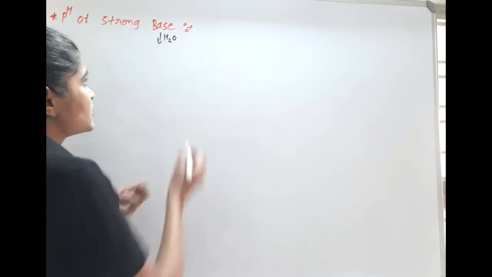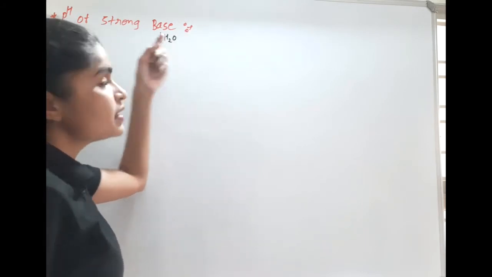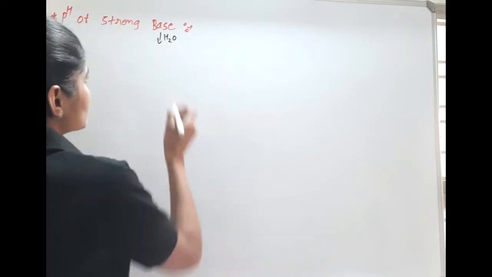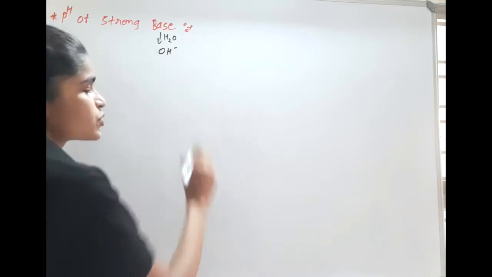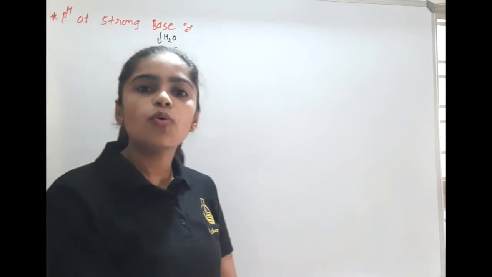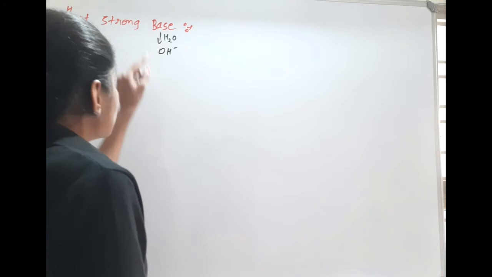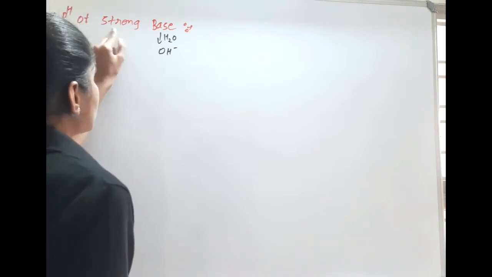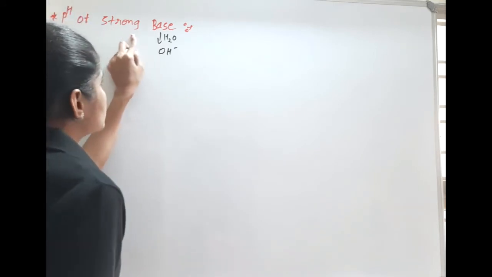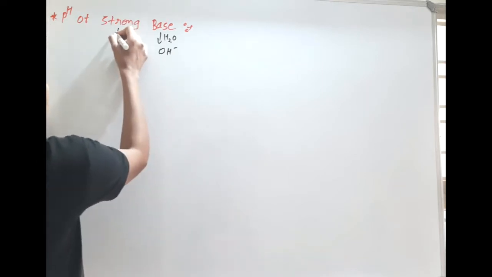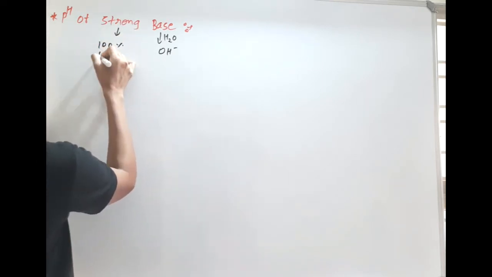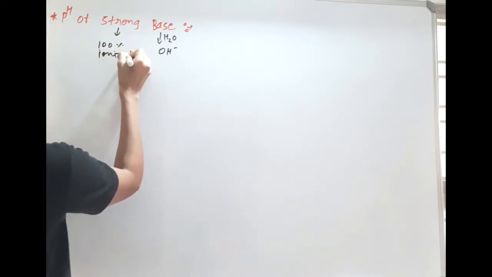For the pH of a strong base, first of all, a base, in the presence of an aqueous medium, that means H2O present, produces OH minus ions. This is known as a base. Now the other word: strong. Strong means 100% dissociated or 100% ionized.